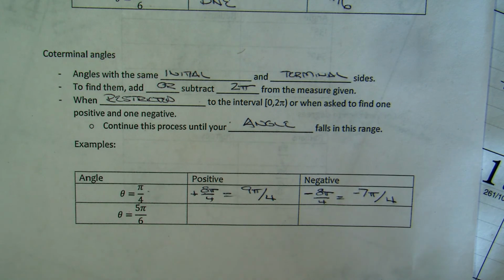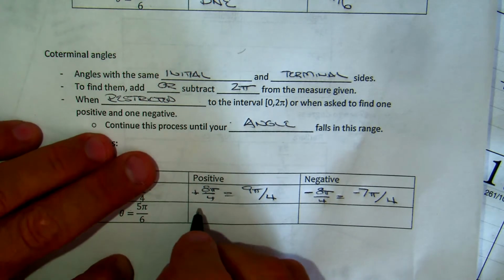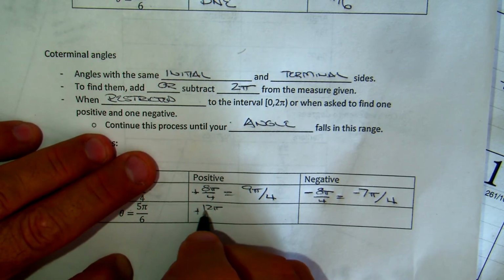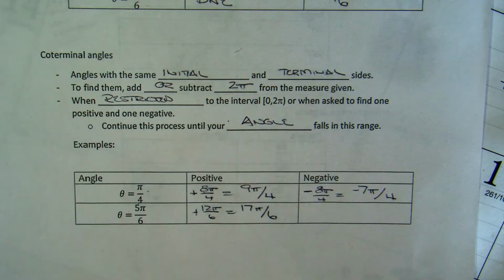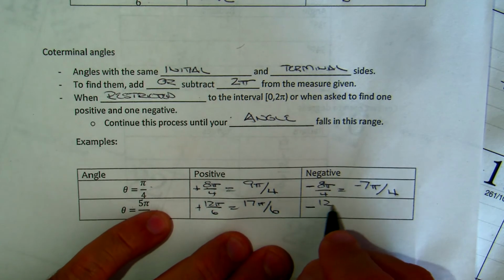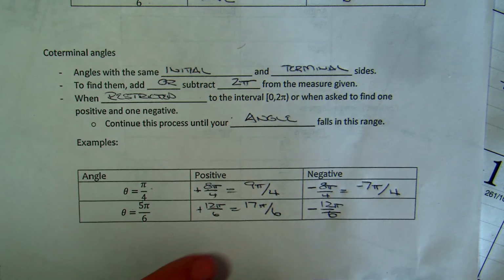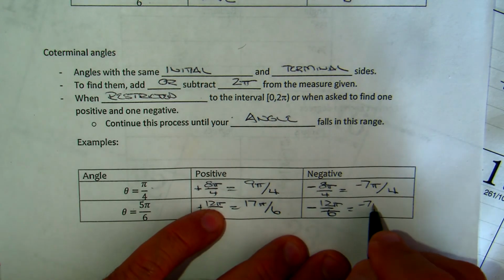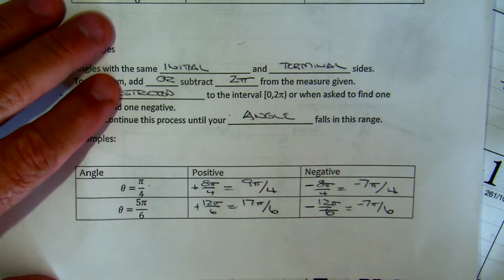All right, next one. Theta equals 5 pi over 6. Double the denominator, 12. So if I add 12 pi over 6, 5 plus 12 is 17. I got 17 pi over 6. Same thing by subtracting, minus 12 pi over 6. 5 minus 12 is negative 7, so I end up with negative 7 pi over 6. Boom, that's all it is.